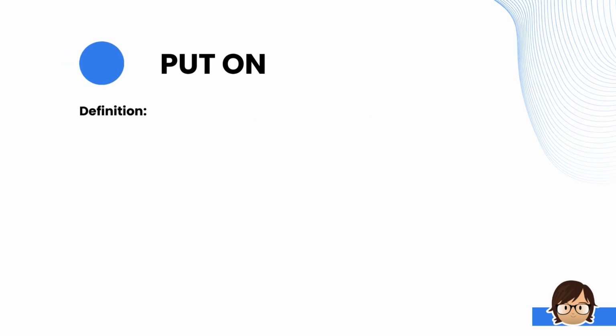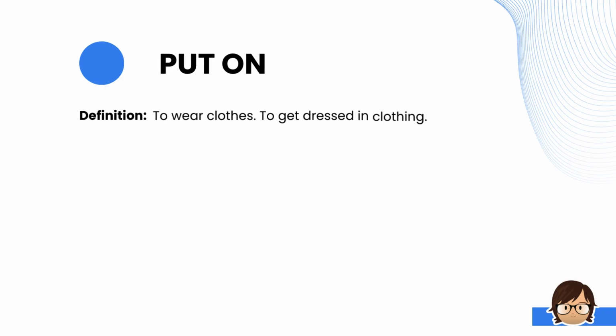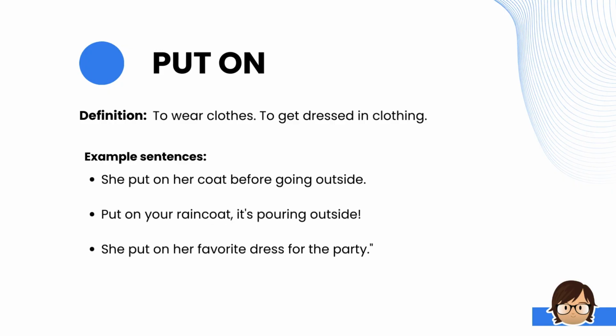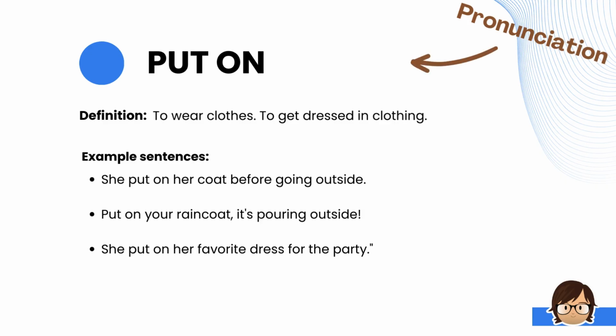Put on. Definition: to wear clothes, to get dressed in clothing. Example sentences: She put on her coat before going outside. Put on your raincoat, it's pouring outside. She put on her favorite dress to the party. Synonym: arrive.